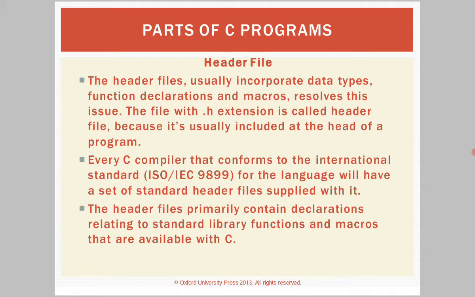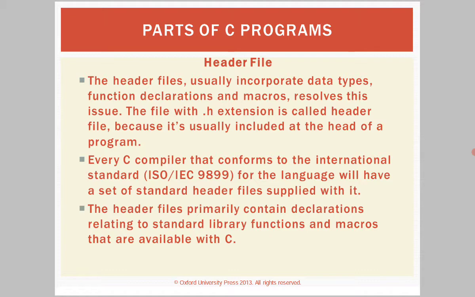So what are the different parts of a C program? Generally, C programs have different parts or components. The first one is header files. The header files usually incorporate data types. There are many types of header files. Header files are generally loaded with the hash include preprocessor directive.